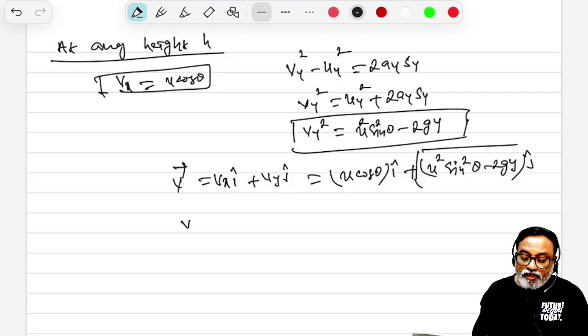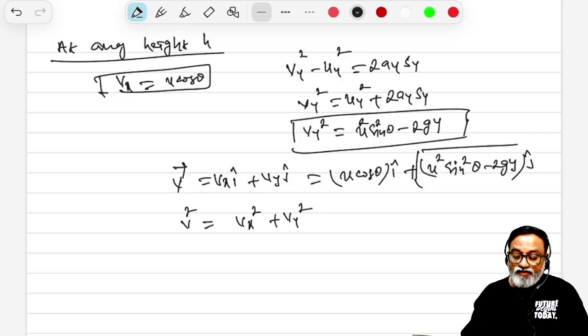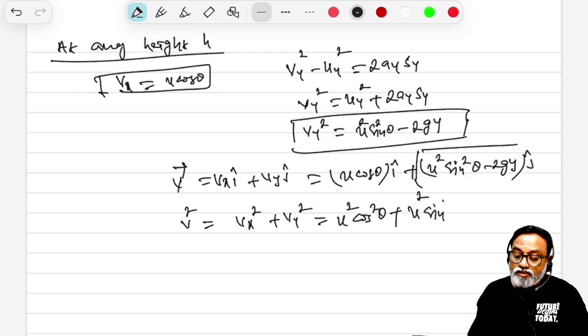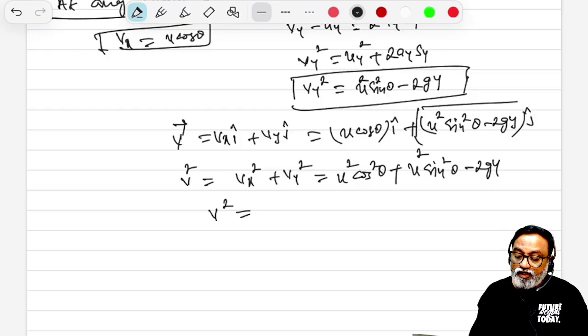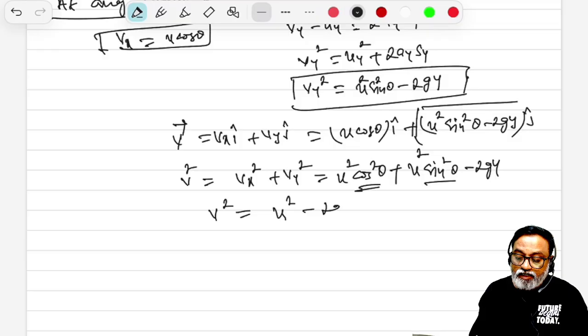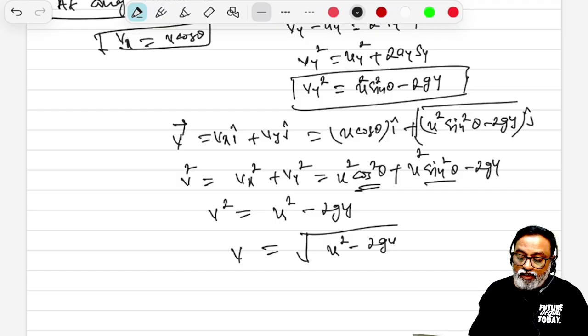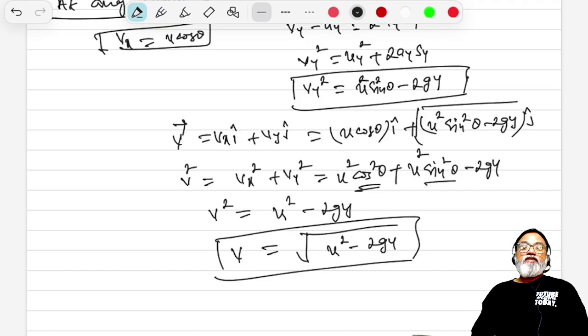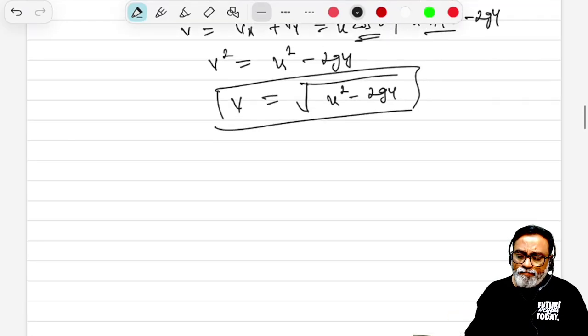See here, the magnitude of velocity vector we can write down: V square is equal to Vx square plus Vy square. This becomes u square cos square theta plus Vy square, which is u square sine square theta minus 2Gy. Therefore, V square is equal to u square common, cos square theta plus sine square theta 1. This becomes u square minus 2Gy. Therefore, V is equal to square root of u square minus 2Gy. This is velocity at any height.